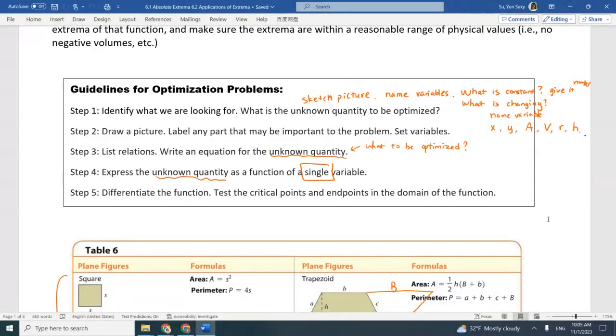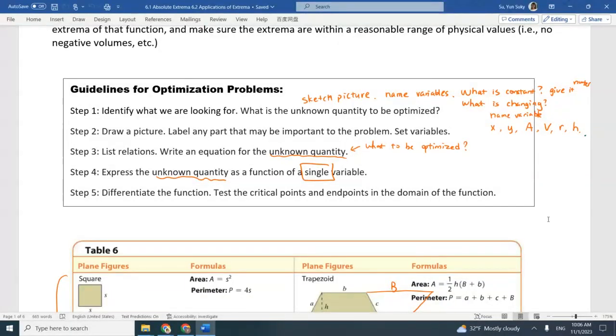So for horizontal distance, we usually use x. For vertical distance, we usually use y. Okay, A for area, V for volume. And then if you have a cylinder, we know radius is r, height is h. Okay, everybody? But if your number does not change, then you use the number. Don't use the variable, because it does not change, so you don't need to set a variable for it.